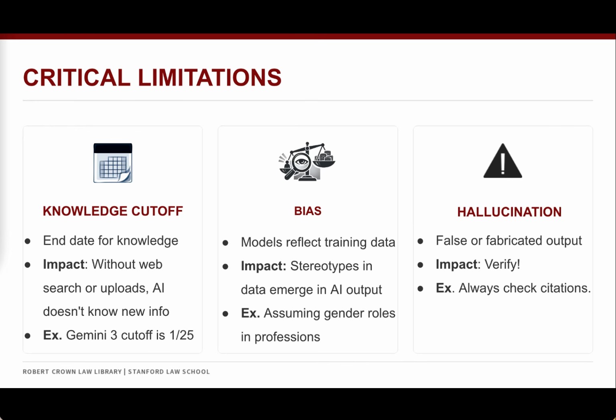And here's a critical limitation: hallucinations. This is when an AI confidently generates false or fabricated information. Because these models predict patterns rather than verify facts, they can invent citations, historical events, or data that sounds completely plausible but never actually happened. Always verify factual claims, especially names, dates, and URLs.